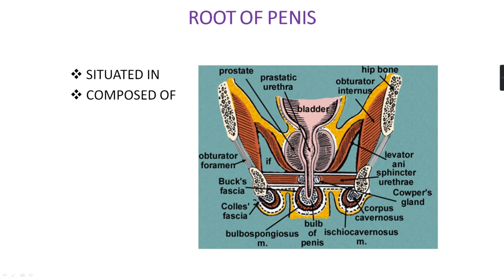The part that lies between the two crura is called the bulb of the penis, and it is attached to the perineal membrane and covered by the bulbospongiosus muscle. You can see here, this brown is the bulbospongiosus muscle, and it is pierced by the penile urethra in between.